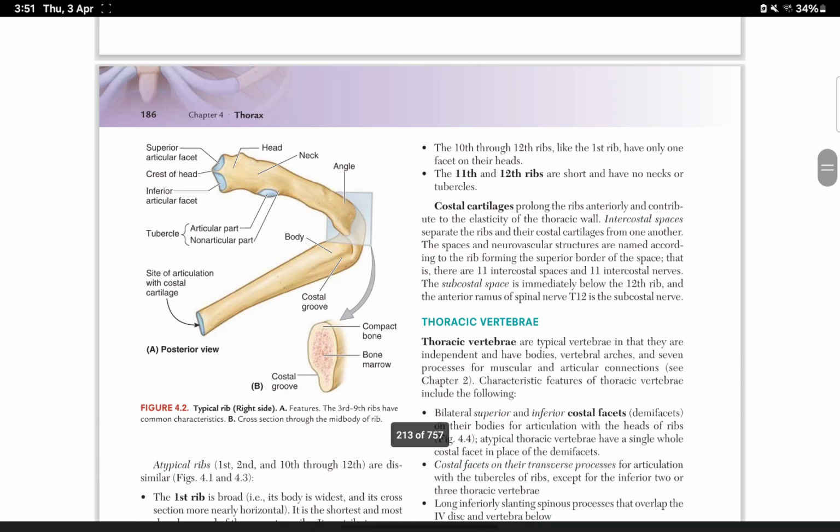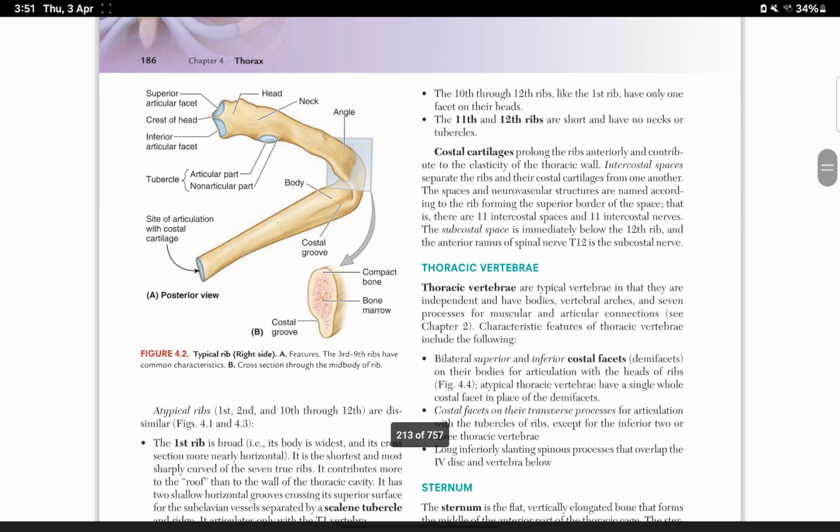The 1st, 10th, 11th, and 12th ribs have only one facet on their head. The 10th, 11th, and 12th ribs are short and have no neck or tubercles. Costal cartilages prolong the ribs anteriorly and contribute to the elasticity of the thoracic wall. Intercostal spaces separate the ribs and their costal cartilages from one another.